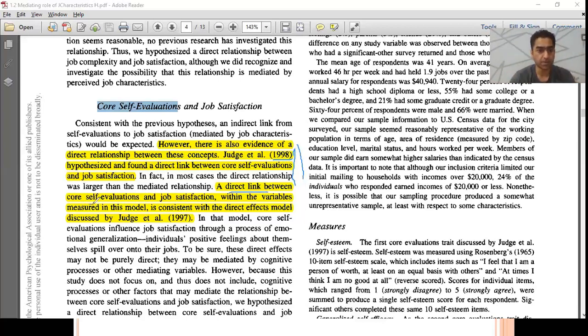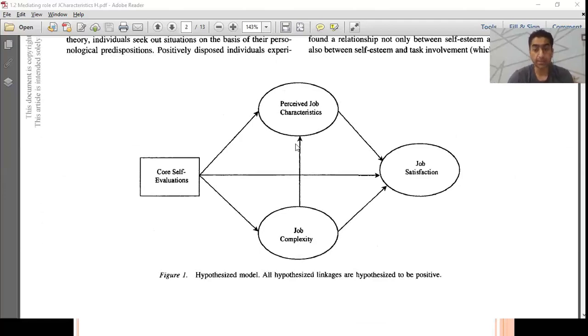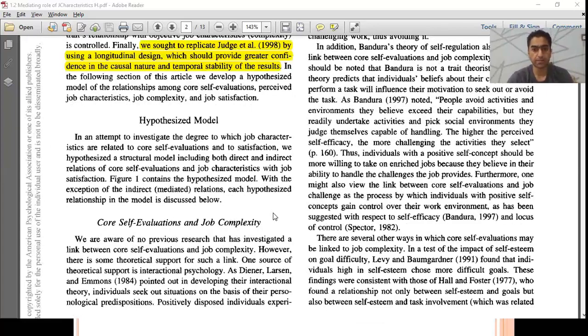The direct link between core self-evaluation and job satisfaction within the variables measured in this model is consistent with the direct effects model discussed by Judge in 1997. So Judge in 1998 and 97 have already established this relationship, and maybe you're going to find some more examples or evidences about it, because the relationship is quite simple, I guess. So how was this study different? The reason is this study had two mediators: perceived job characteristics and job complexity.